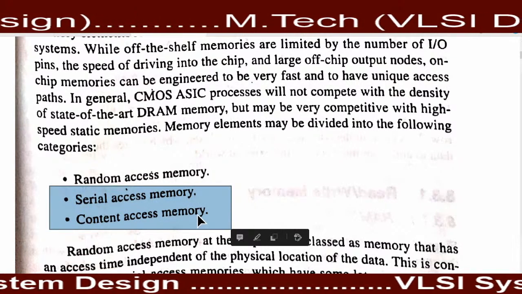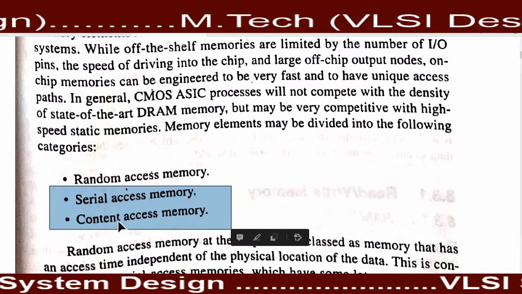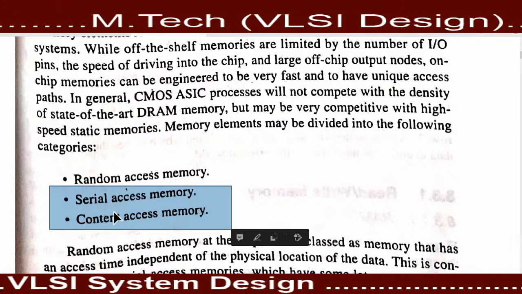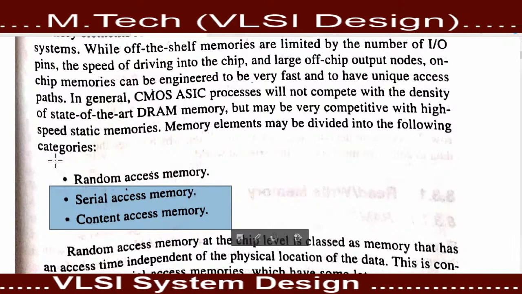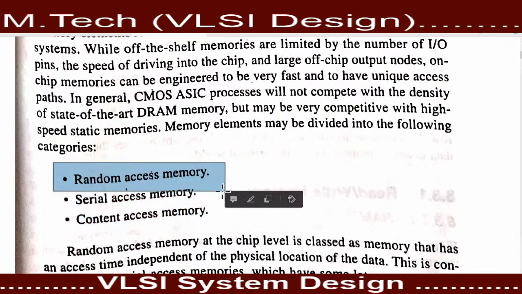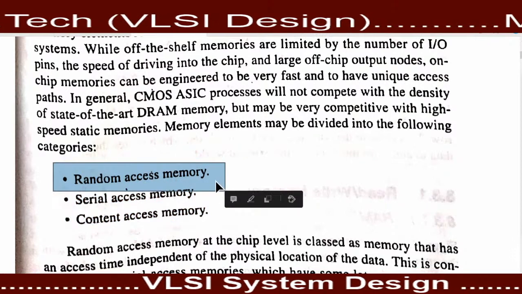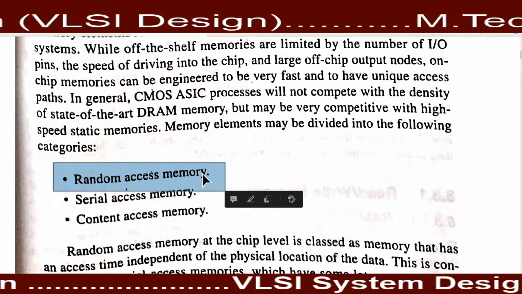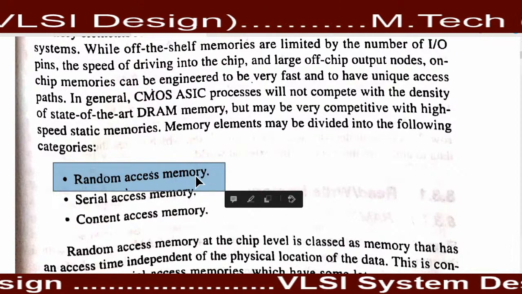But in serial access and content addressable memory, there is some sequence through which we can access the memory cell. That's why this type of memory has some latency time for accessing the data. But in random access memory, we can access any memory cell of any location. That's why the speed of random access memory is faster as compared to serial access memory or content addressable memory.